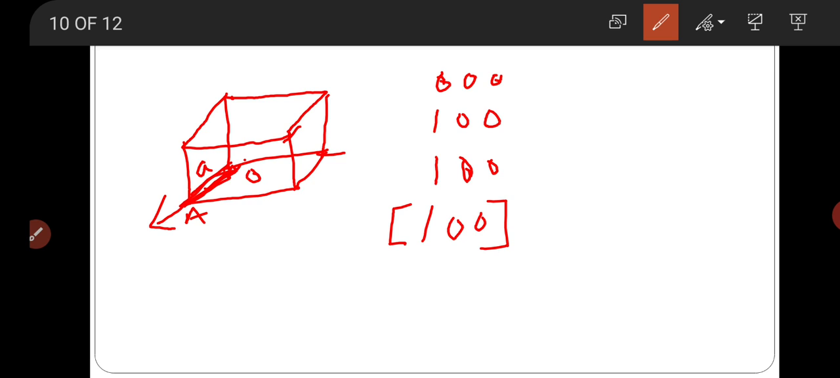So all parallel vectors, if you draw this vector, this vector, this vector, all these parallel vectors have the same Miller indices, that would be [100] in square brackets. Similarly, draw any vector and find out the Miller indices for these vectors.